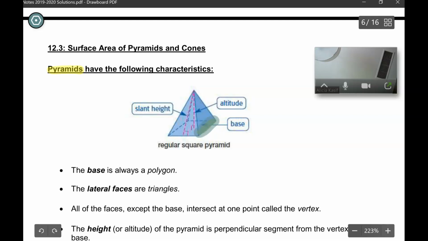And so we still have a base. A base is always going to be a polygon. In this case, it looks like a square. The base does not have to be a square. It can be pretty much any type of polygon. Again, the lateral faces are triangles. All of the faces except the base intersect at one point called the vertex. So right here, that will be our vertex.